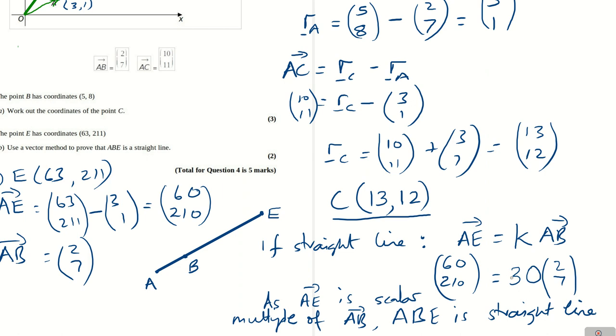And the important point in the proof is this line here, where we show that the vector from A to E is just a constant scalar multiplied by the vector from A to B.